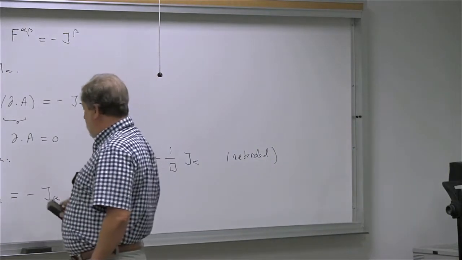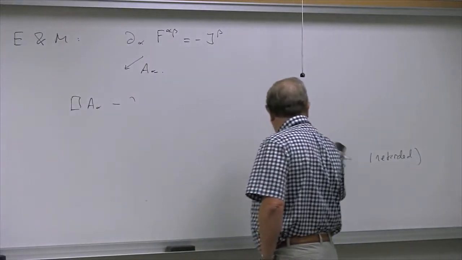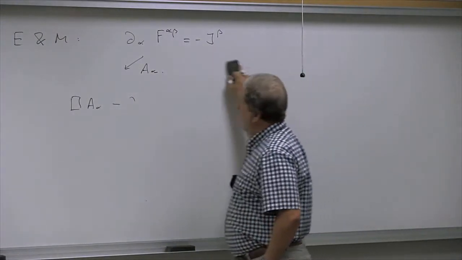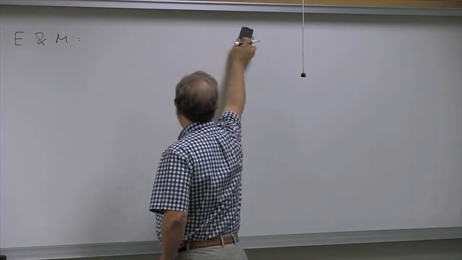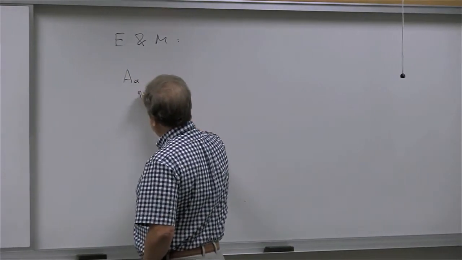So this is what happens in electromagnetism. And as a result of that, in electromagnetism, we have only 2 degrees of freedom because we start out with the A alpha.